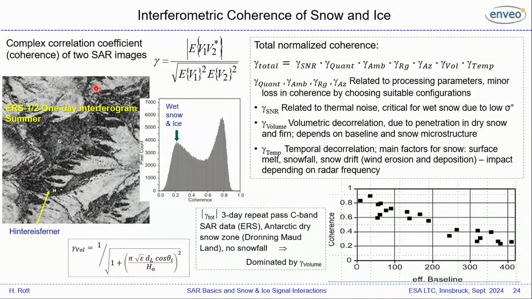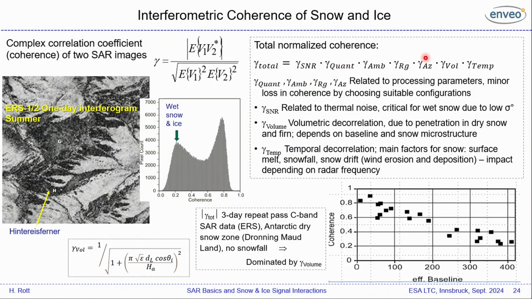Here, for example, are two acquisitions only 1 day apart, again in Ötztal. Black is very low coherence. Here we have 0.2 average coherence, and this is snow-free with 0.8; unvegetated areas have the highest coherence. The total coherence includes contributions from signal to noise, quantization, ambiguity, and so on. These are processing parameters and data acquisition parameters. These numbers can be kept quite low.